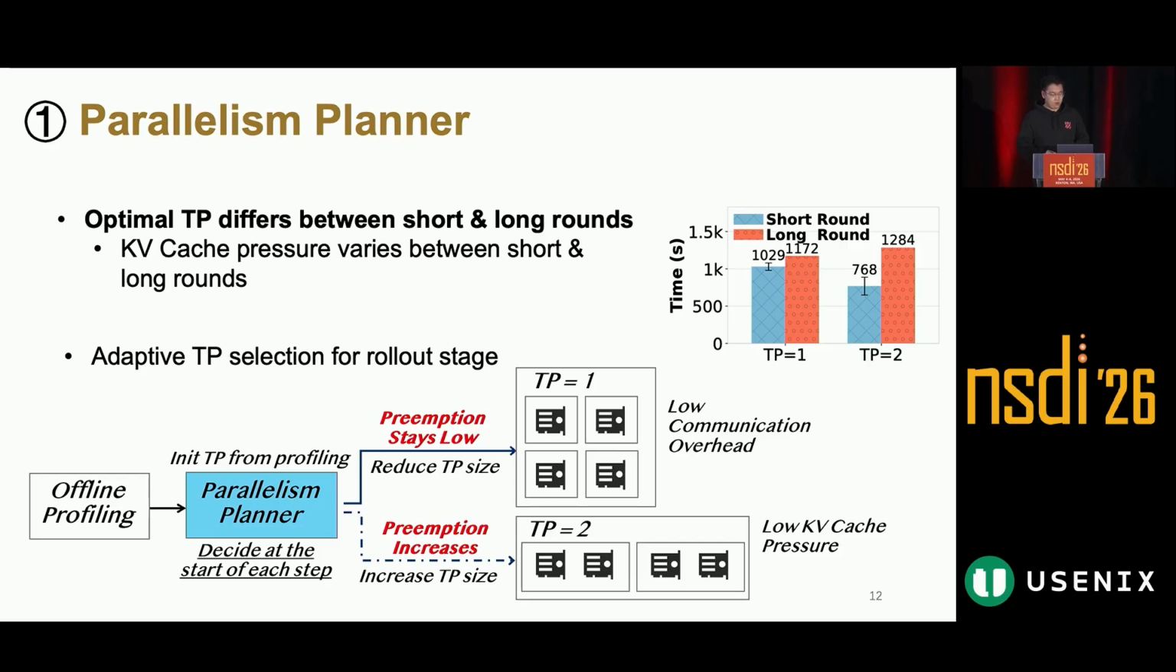We first do offline profiling to configure the initial TP config. And with online execution, we collect the number of preemptions in each step and adjust the TP size accordingly, whether halving or doubling, based on the decrease or increase of the preemption count. This lightweight heuristic will adapt to changing workloads with negligible overhead.